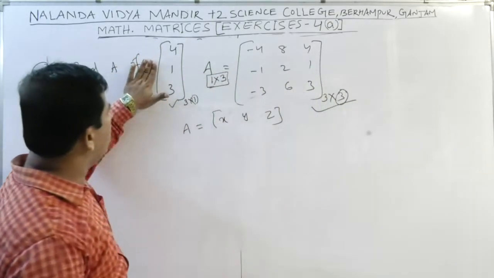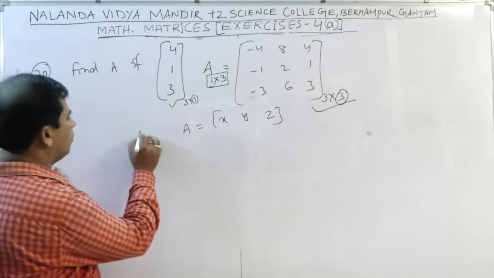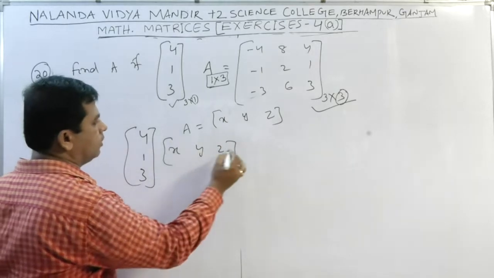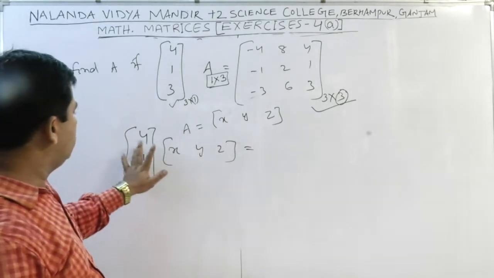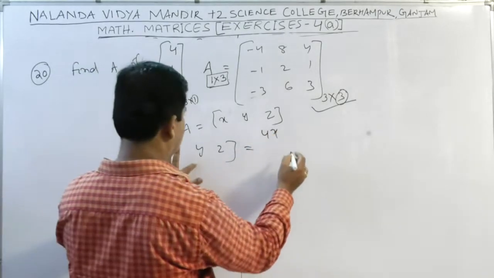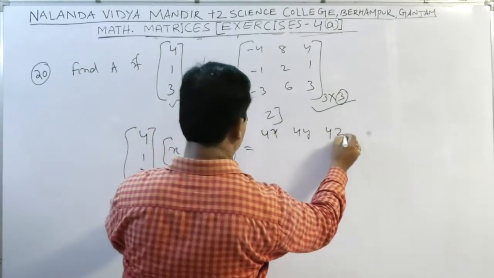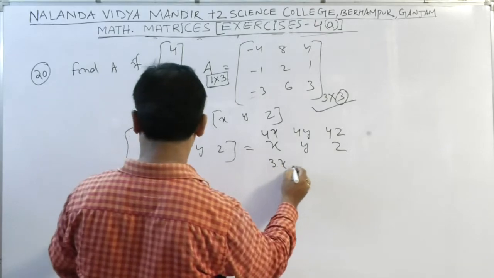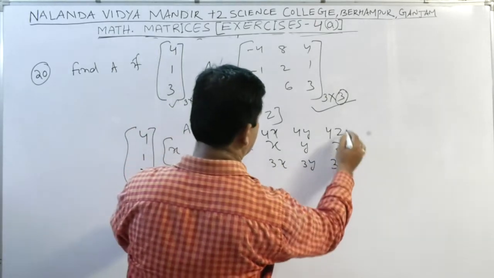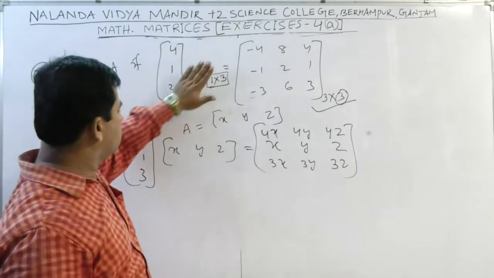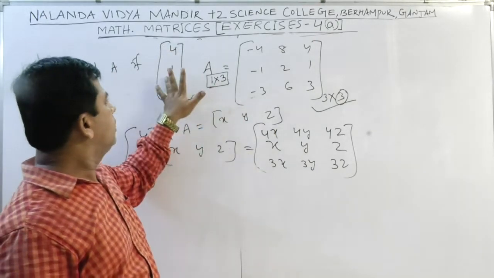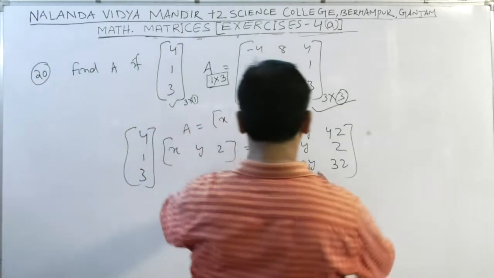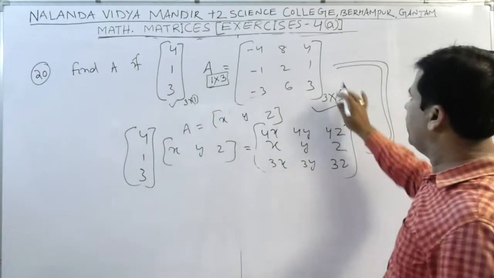If we multiply this matrix with the A matrix, we get this. Therefore, 4, 1, 3 multiplied with x, y, z. If we multiply these two, first row: 4x, 4y, 4z. Second row: x, y, z. Third row: 3 into x, 3x, 3 into y, 3y, 3 into z, 3z. But as per our question, if we multiply these two matrices, we get the given matrix. Therefore, both are the same matrix, so this is equal to this, and we compare these two matrices.